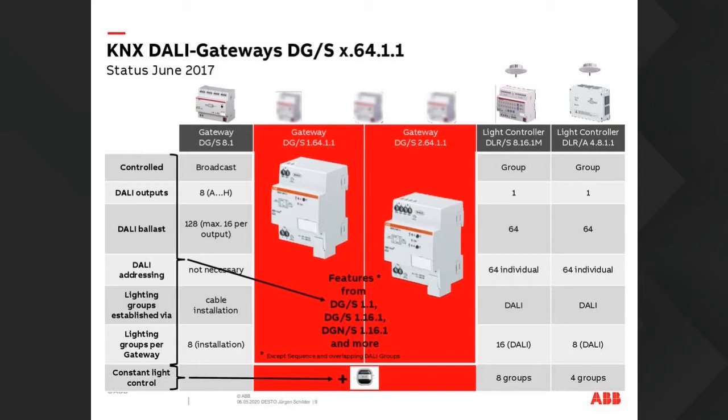The one at the end on the right-hand side, the DLRA, is really just a small compact version of the DALI light controller, suitable for mounting into, say, a false ceiling, so you don't have to rely on stuff coming from a central distribution board. The constant light with these is the LFO light sensor, which is installed wherever you need it. However, for the newer DALI gateways, we can also use the constant light control from our presence detectors.